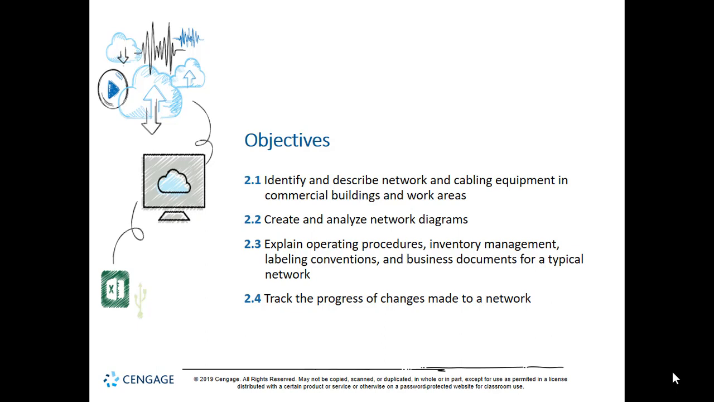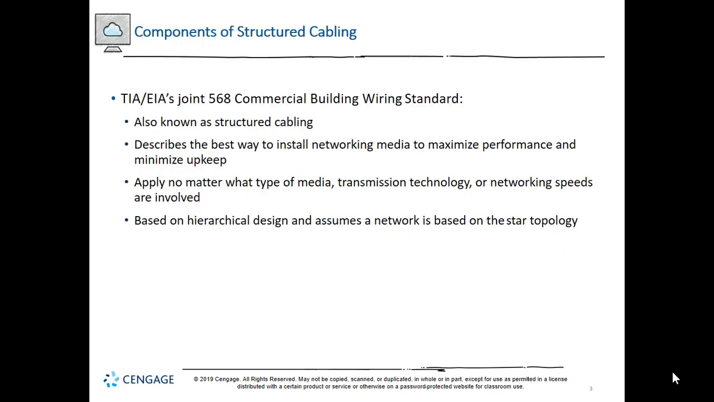Understand basic operating procedures, how we manage our inventory, labeling conventions. It's all too important. Standardize your documents. And as always, document, document, document.